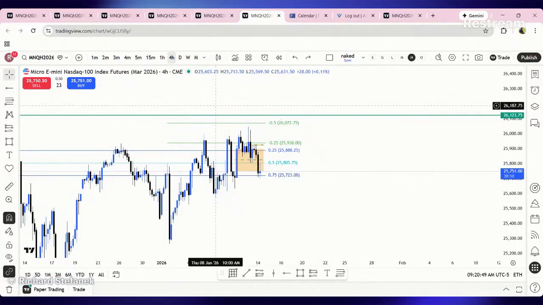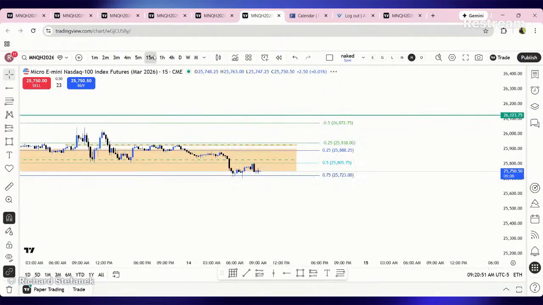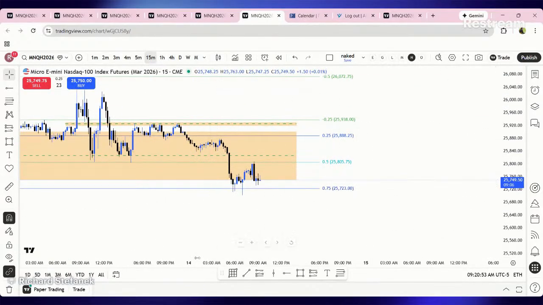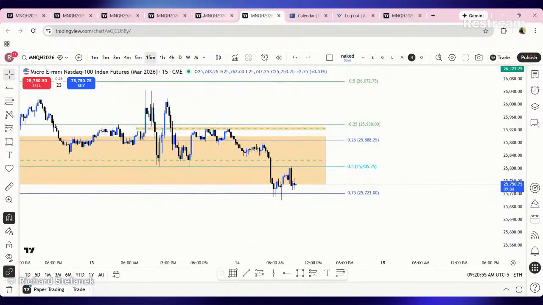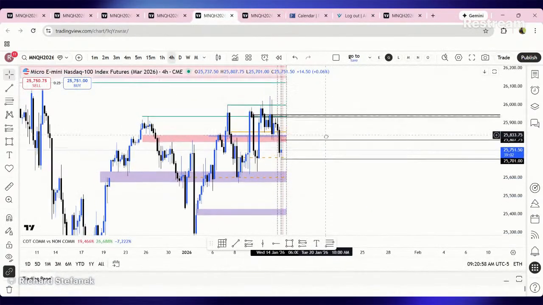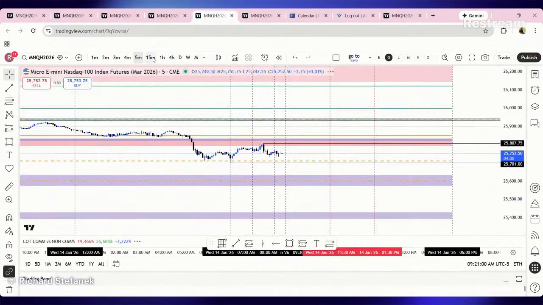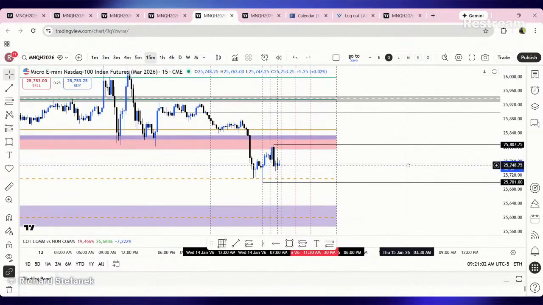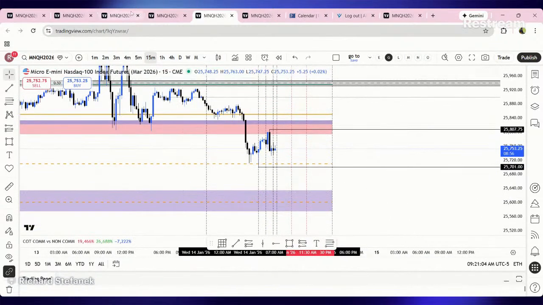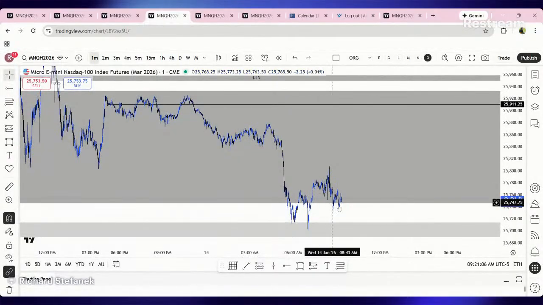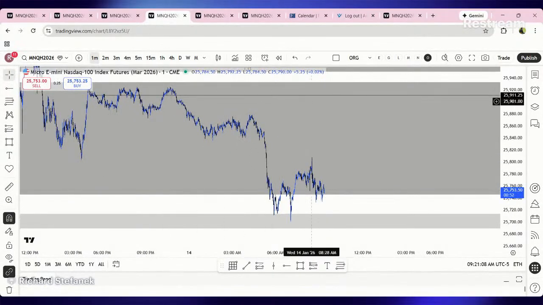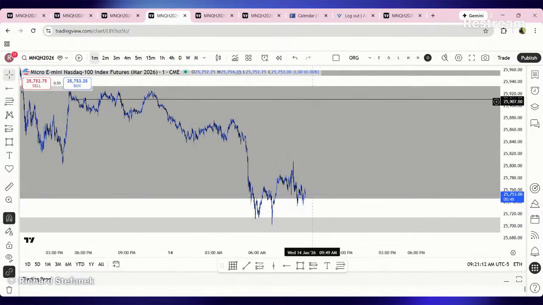So let's go back down to the 15-minute. So yeah, we already went through that 15-minute right there. Go to the next layout. Here's the opening range gap. So when we open up here today, we're going to be below it, so we're going to have a discount opening range gap.